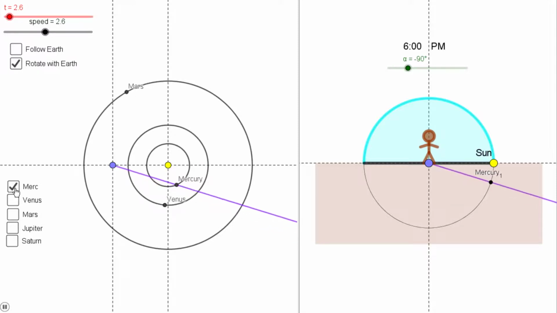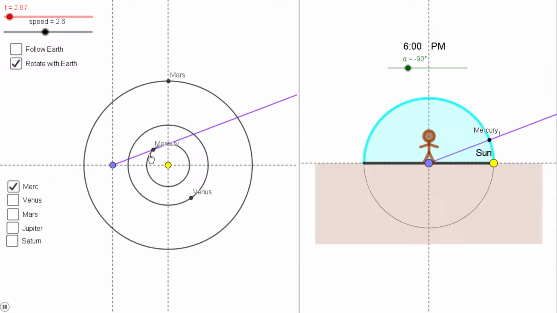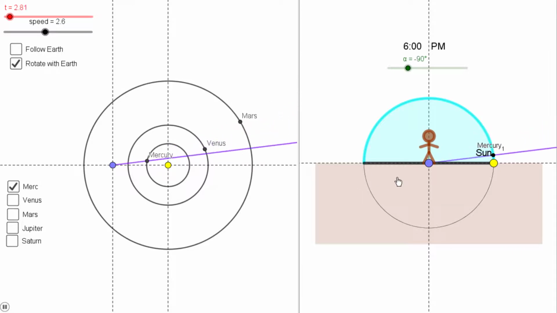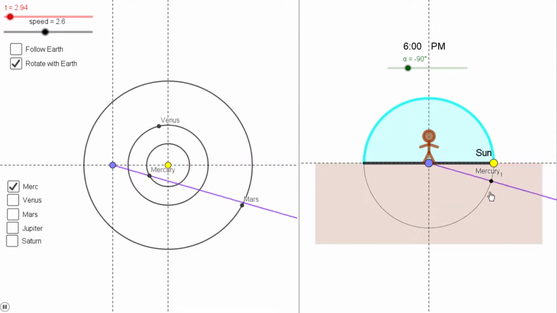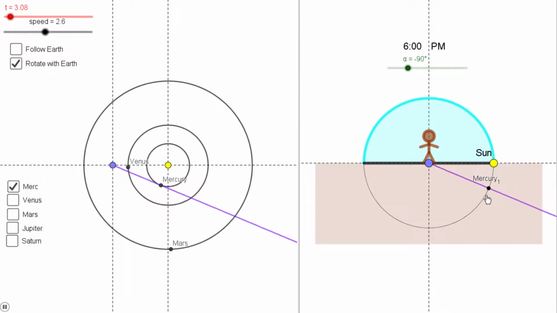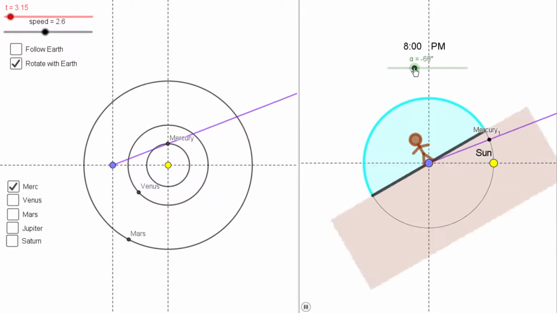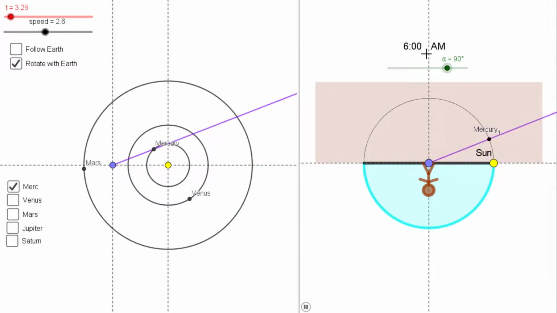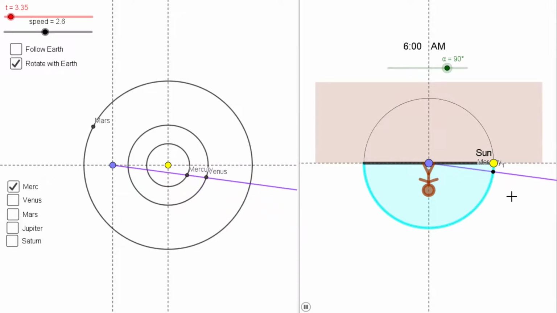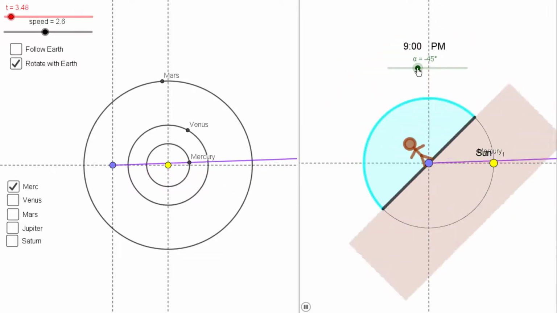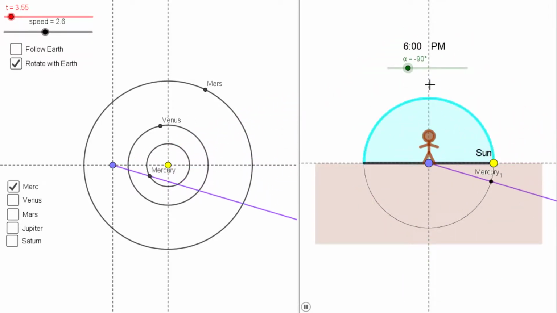Let's start with Mercury. Notice that over here we see Mercury going around the sun. From the backyard, what you see is Mercury oscillating with respect to the sun. Now here it's up in the evening sky, and down here it's in the morning sky. We say that because if we turn our Earth around until we're in the morning hours, so here we are at 6 a.m. instead of 6 p.m., notice that when Mercury is on this half, it's up in the morning sky. And then if it's up in this half, it's up in the evening sky.